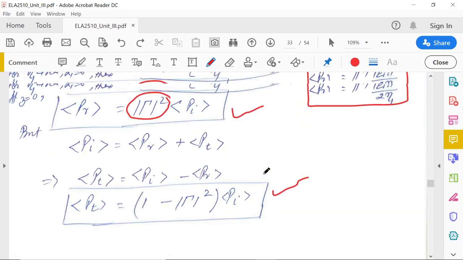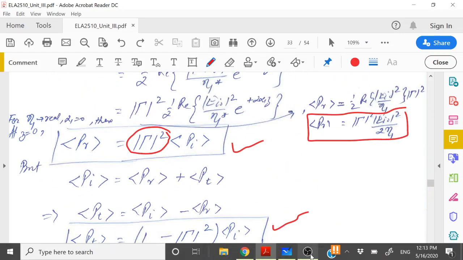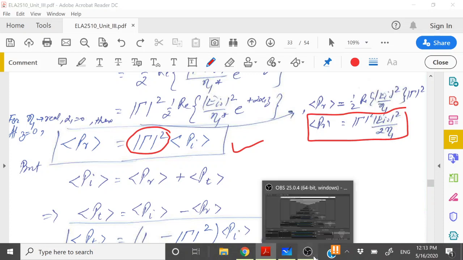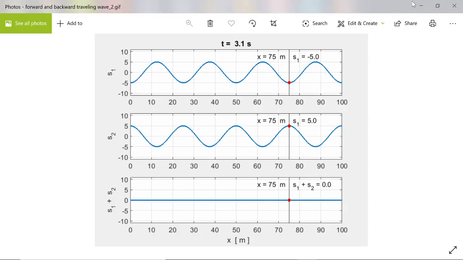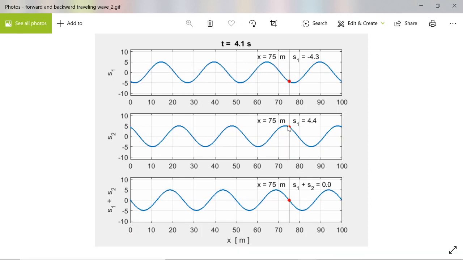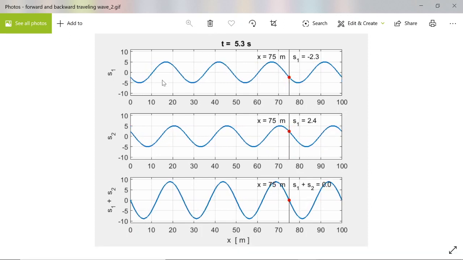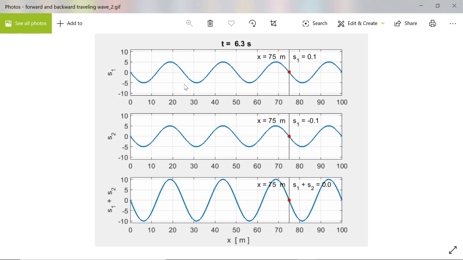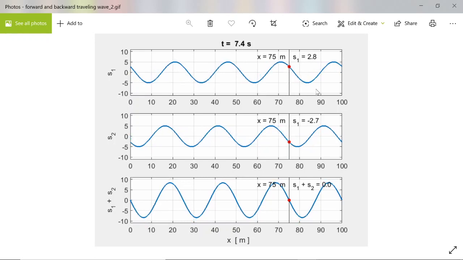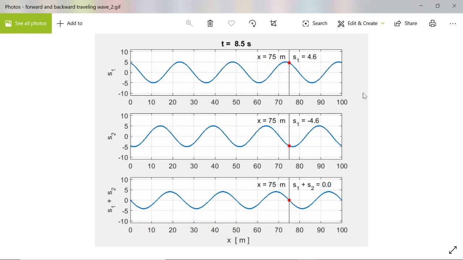Now I will try to show you some animation of the standing waves while I open the files. Let me pause this for a few moments. So let me show you some animation of the standing waves. Here you have one animation. The first one is the incident wave traveling in this direction, the z direction.